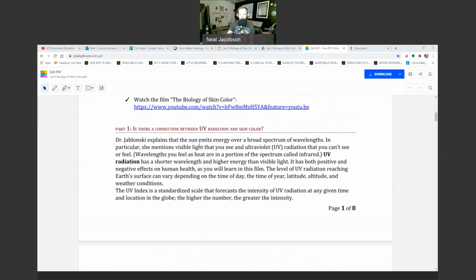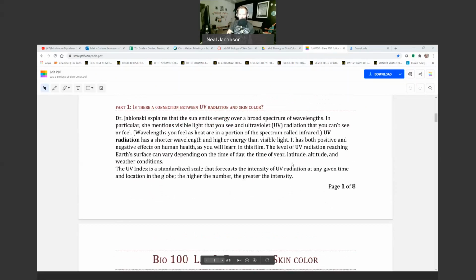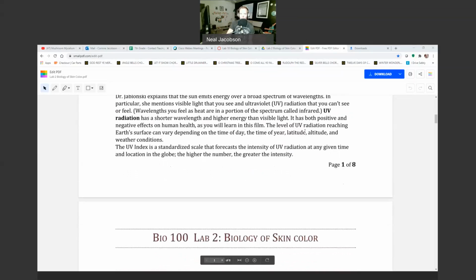Okay, if you watched that video, it's pretty fascinating, right? She explains that the sun emits energy over a wide spectrum, UV light being one of those. You can't see UV light. It's a little bit more intense than regular light, and we learned this in our photosynthesis lecture too. If you feel warmth, warmth is a longer wave radiation that can't be seen. It's not as much energy, but it feels warm. And we know that UV light has both positive and negative effects on human health, as you learned.